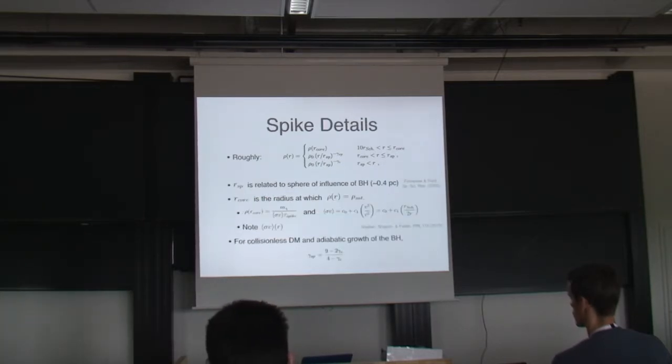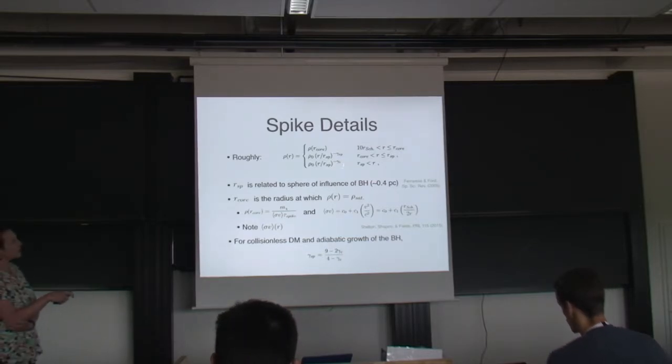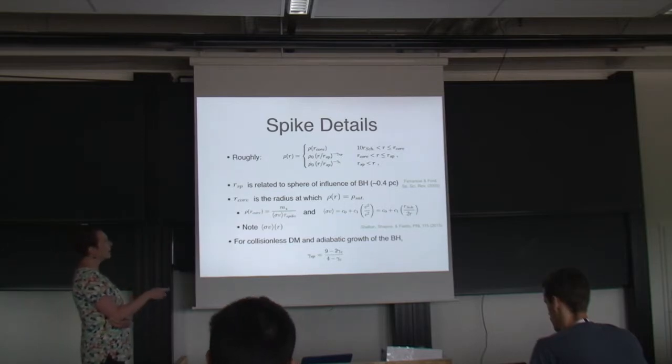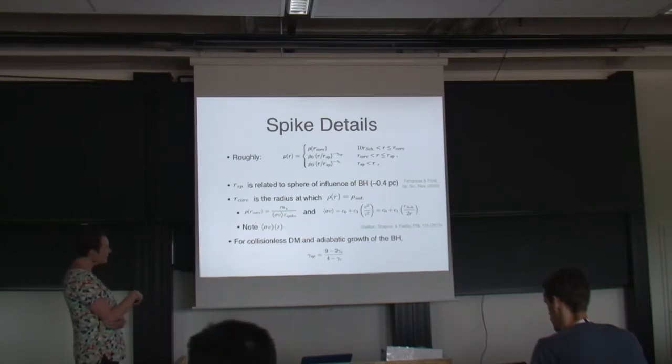Okay. So if we look at this thing in a little bit more detail, the different regions here I'm defining with these radii, the spike radius and the core radius. So the core radius is where it turns into a core moving to the center, and the spike is the one where the power law switches.